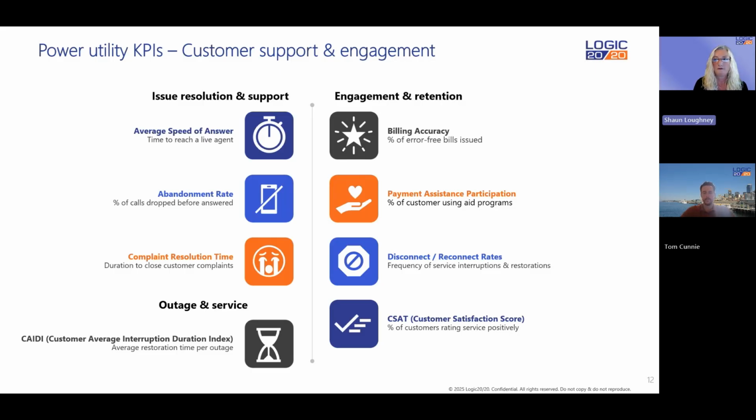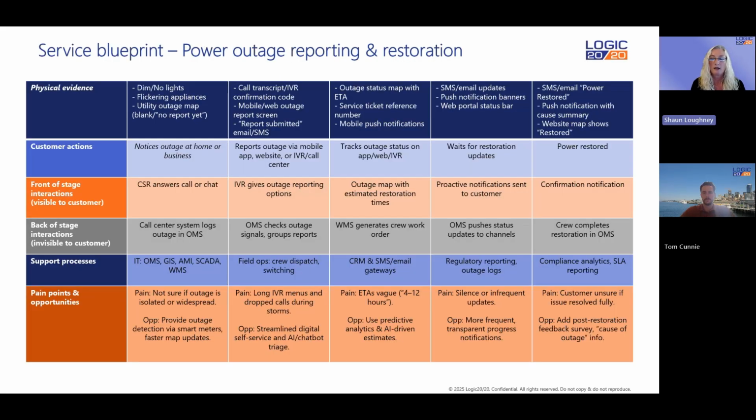So now that we have our KPIs and we understand our customer journey, we can take this a step further into a service blueprint. This shows how a service is delivered by mapping both the customer-facing journey and the internal processes that support it. It provides a holistic view that connects customer experience with operational reality. It identifies misalignments between what customers expect and how the organization delivers.